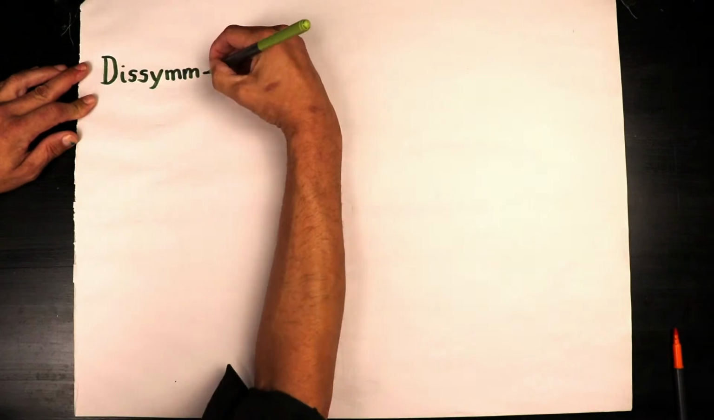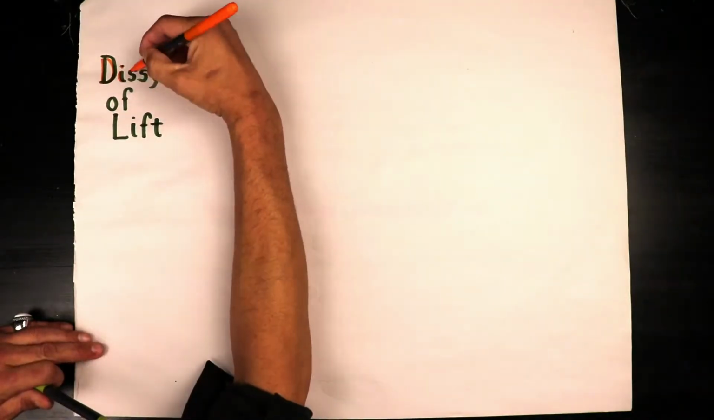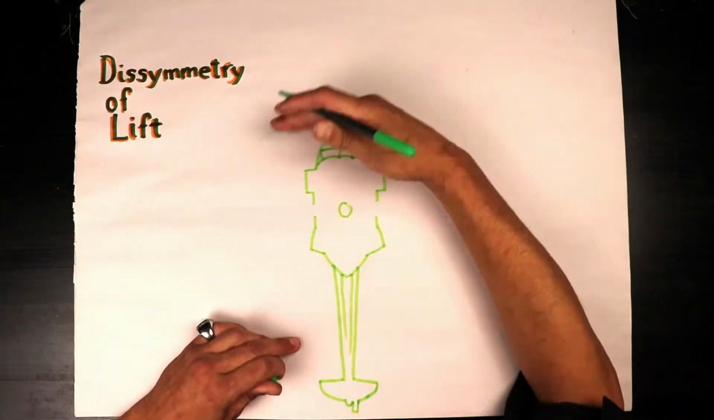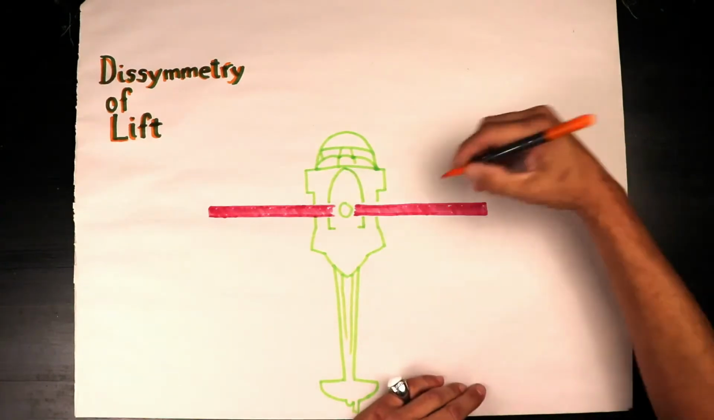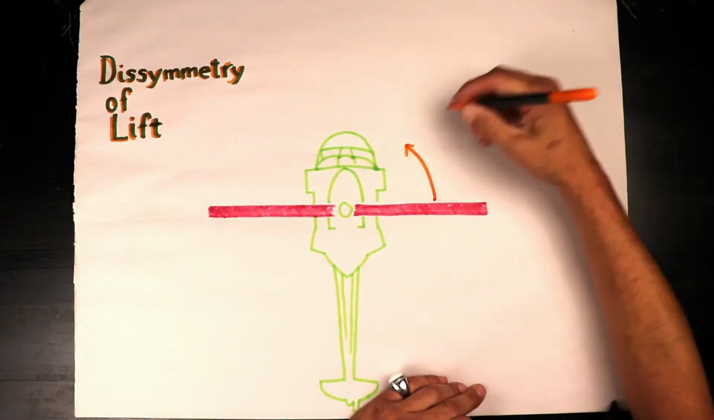All right, let's talk about the symmetry of lift. A lot of people like to call it difference in lift. So for our demonstration today, we're going to talk about a counterclockwise rotor system. Looking down from above, this would be spinning counterclockwise, okay?